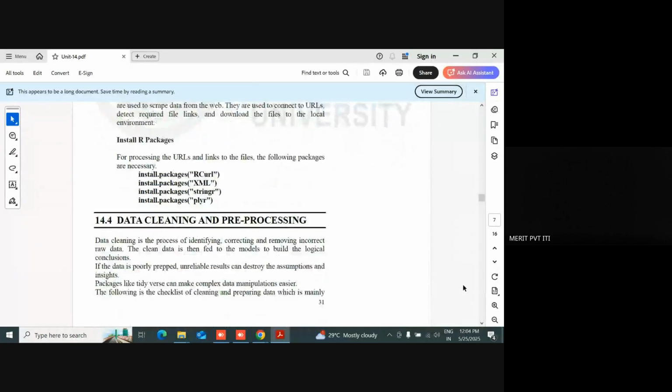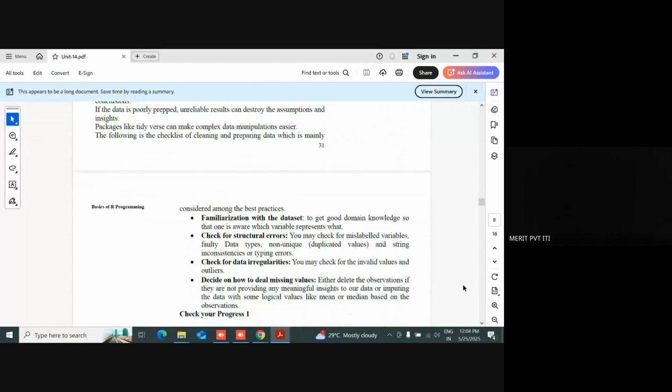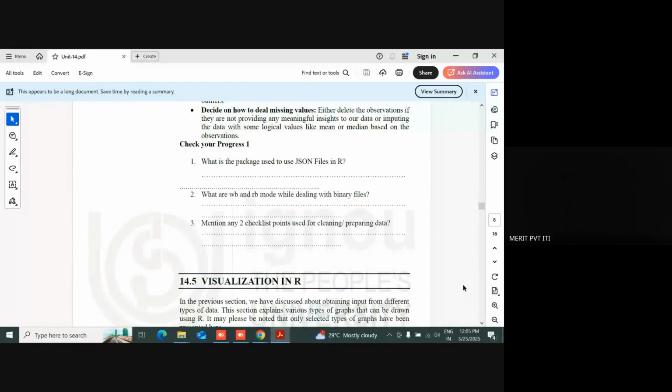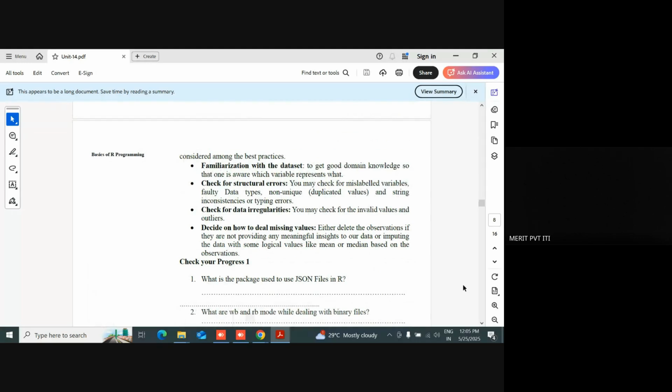Data cleaning and pre-processing: again, you will see the programs there. These are the checks. Check and familiarize yourself with the data set, check the structure for errors, check for data irregularities, and decide how to deal with missing values. How do you handle missing values? Either delete the observation if it is not providing any meaningful insight to our data, or impute the data with some logical value like the mean or median based on the observations. The mean value of the observations can be taken as a replacement for a missing value, because that is relevant. Or it can be the median.